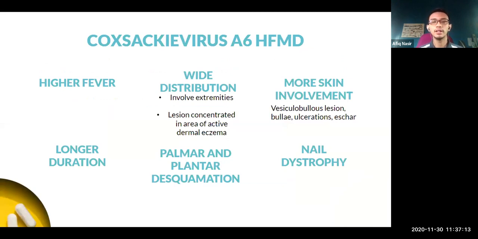Then we have the variant of hand-foot-mouth disease, which is the Coxsackievirus A6 HFMD, a more severe disease. It will present with a higher fever compared to the other serotypes of the causative agent. It is wider in distribution, involves more of the extremities, and the lesions are concentrated in areas of active dermal eczema. So when a patient has prior eczema, the lesions will be at the extremities and cause exaggeration of the eczema, with more skin involvement. The lesions will be vesicular, bullae, ulcerations, and eschar. The duration is a bit longer, and there is palmar and plantar desquamation and nail dystrophy.